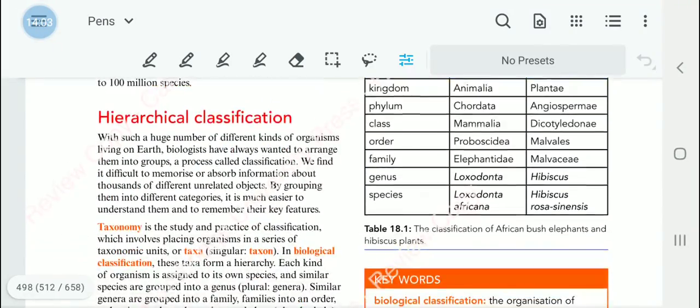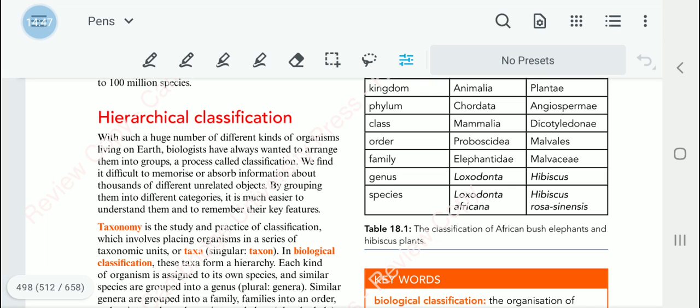Now we are going to go into the hierarchical classification. We have so many different kinds of organisms living on Earth. Even if we are to study the 1.5 million species that we have already identified, it is not going to be easy for us to study them, because they are of so many different kinds. So what we do is we group them into different categories so that it is easier for us to understand them. The classification is only a process where we identify them in such a way that it is easy for us to understand.